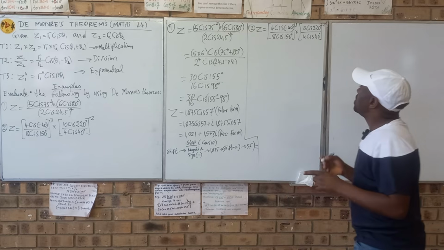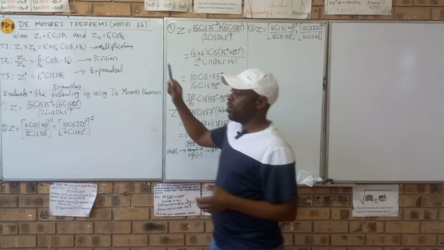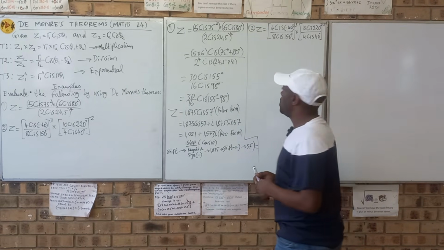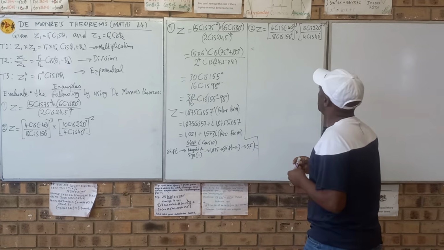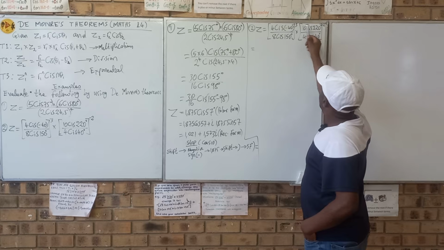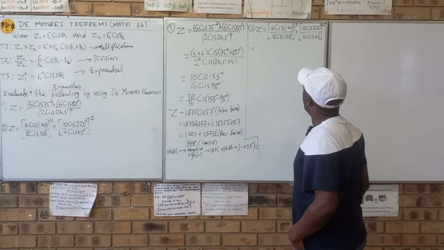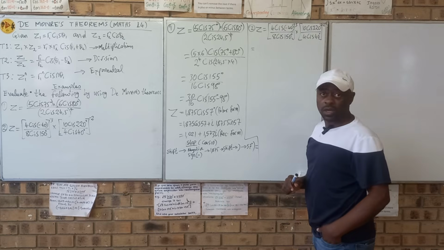So that is it. No matter how bulky it looks, as long as you are applying De Moivre's theorems and your complex numbers are in polar form, this is so simple. All you need to do is take the time and interpret what is happening here. When I look at this, I see that both complex numbers have exponents, which means I will need the third theorem. But inside there, I'm seeing division, so I need the second theorem.